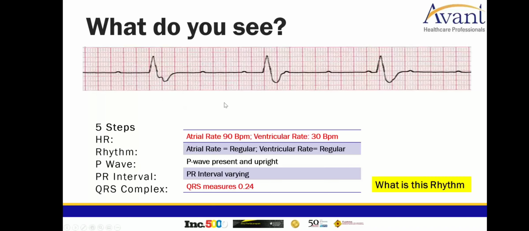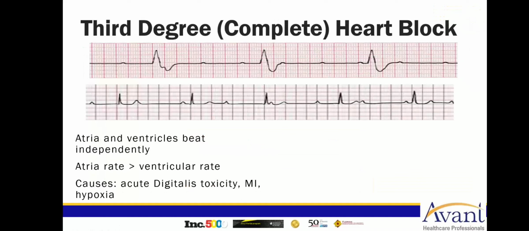So what's happening in this heart? There doesn't seem to be any communication between what's happening in the atrium and what's happening in the ventricles. They're not speaking to each other. What is this? A third degree heart block or complete heart block. This is a complete heart block that's going on. Complete heart block means there's a disassociation between the atrium and ventricles. So the atrium is pacing independent of the QRS.